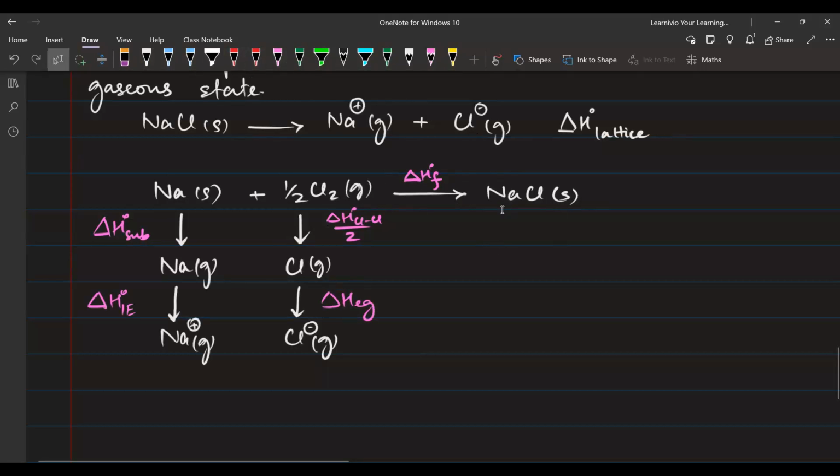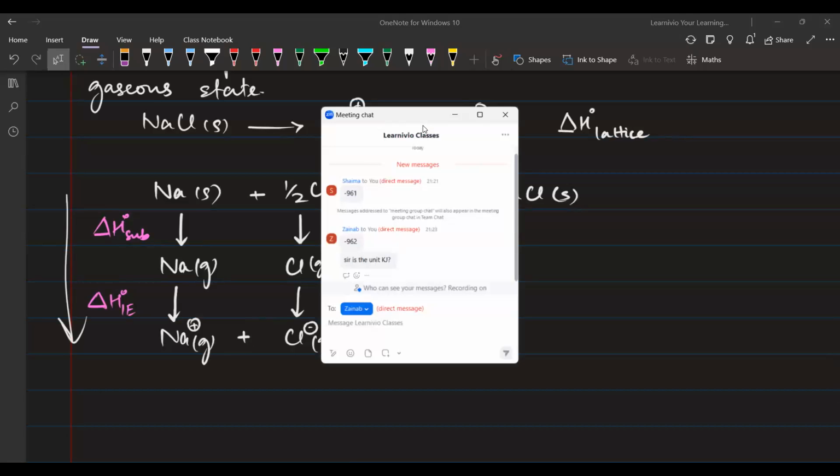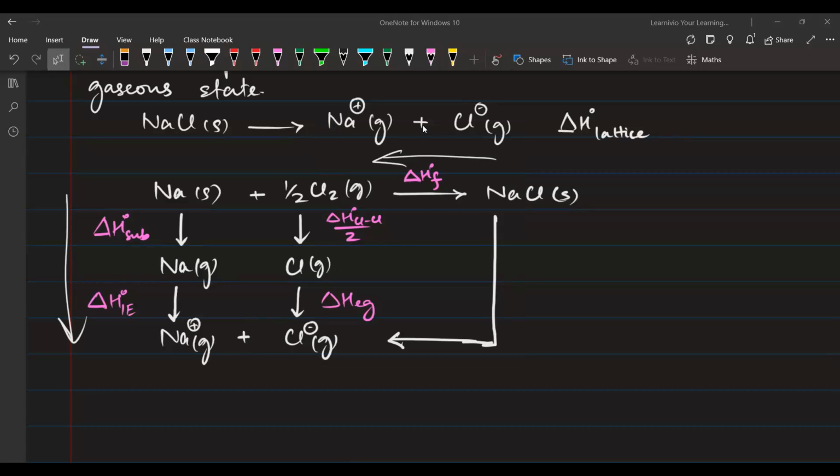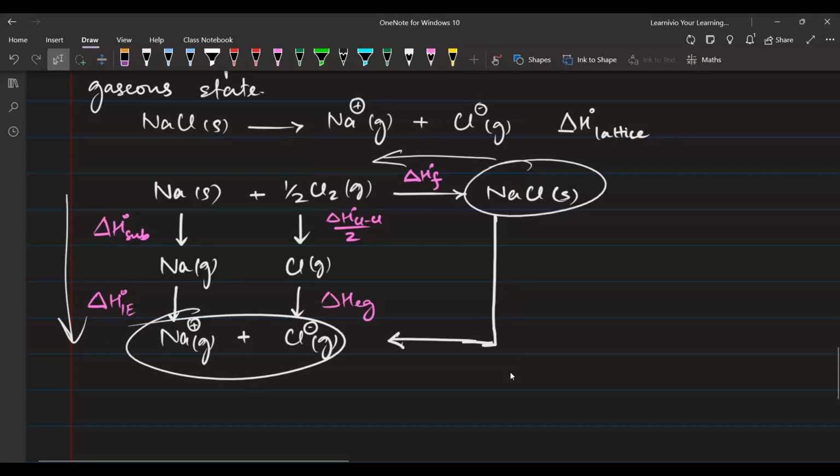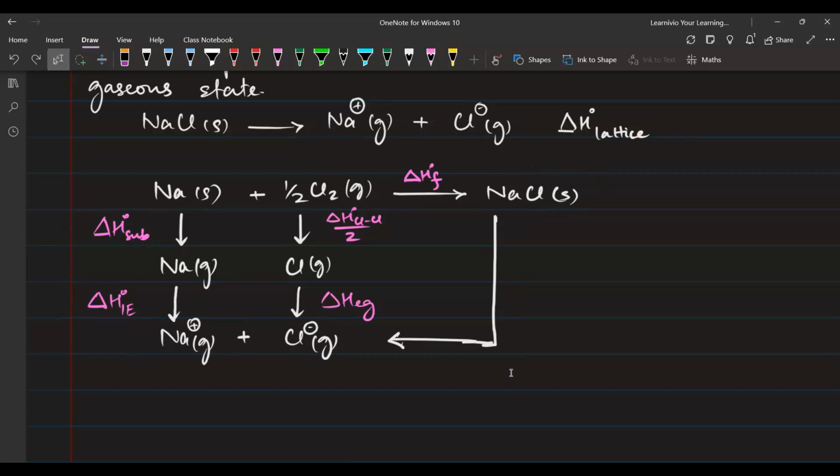Whether you go from NaCl to Na positive and Cl negative directly in this way, or follow this pathway, you are going indirectly. Does it make sense? Yes or no? Please tell me. Yes, sir. Now we know that enthalpy, delta H, is a state function, and it is not going to depend on the path. It is only going to depend on the initial and final state. So this is my initial, and this is my final. No matter how I get it, this is the lattice enthalpy, delta H naught lattice.